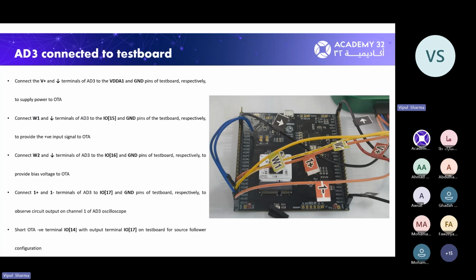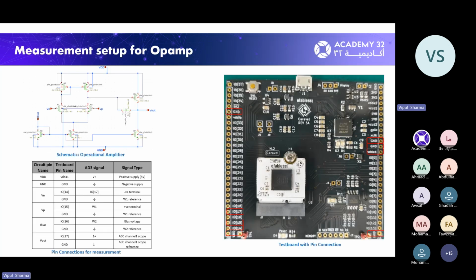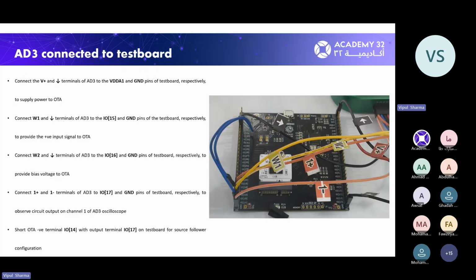So the output pin of the op amp is shorted to the input pin through this blue wire, and the rest of the connections mentioned here, like VDD and all the input and output pins and bias pins, are made according to the configuration explained in this table. So this is how the connections are made through my device to this test board here.